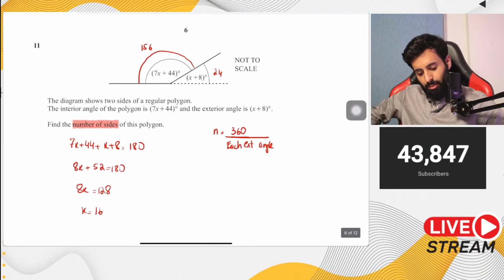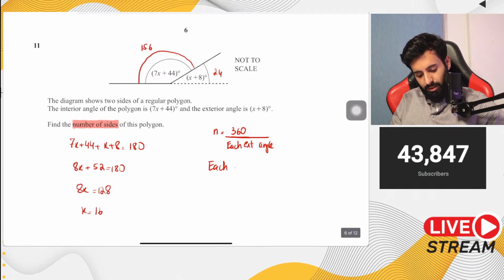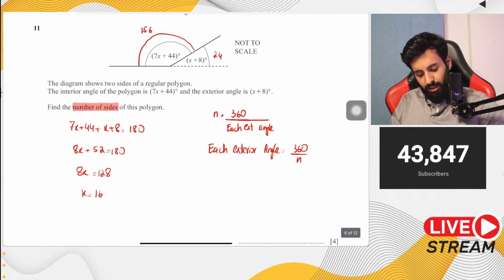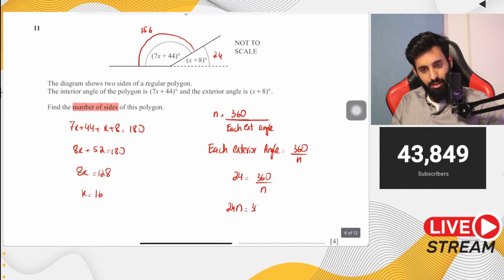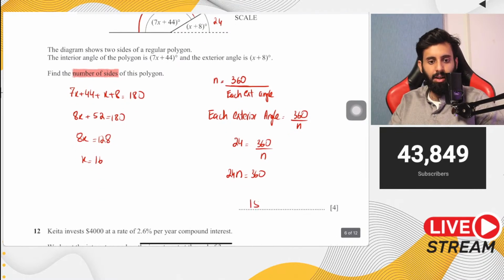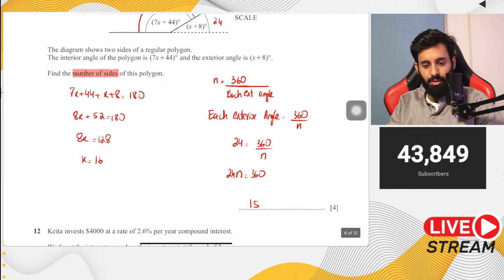Normally you will see this formula written as: each exterior angle equals 360 divided by the number of sides. So what is each exterior angle equal to? It's equal to 24. 24 equals 360 upon n. So 24n equals 360, which gives you the value of n as 15. 360 divided by 24 is equal to 15. There you go, that's your answer.